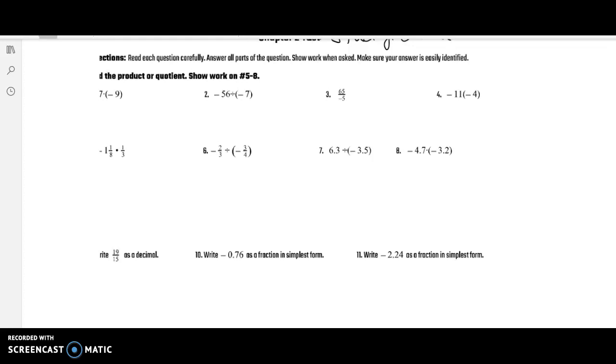All right, so number 1 is 7 times negative 9. Those are different signs, so we get negative 63. We're dividing, and those are the same sign, so our answer is going to be positive. 56 divided by 7 gives us 8.